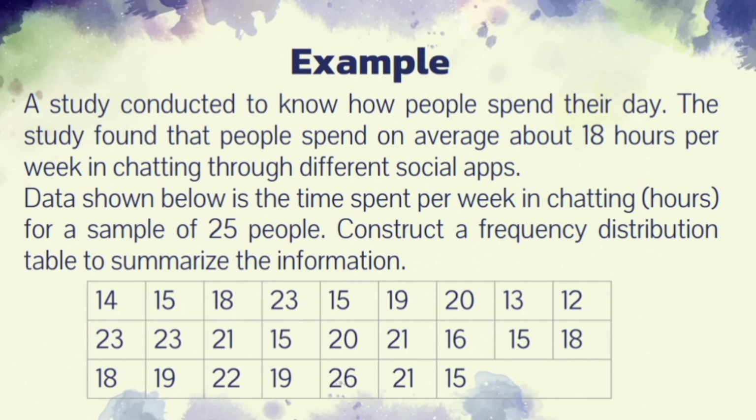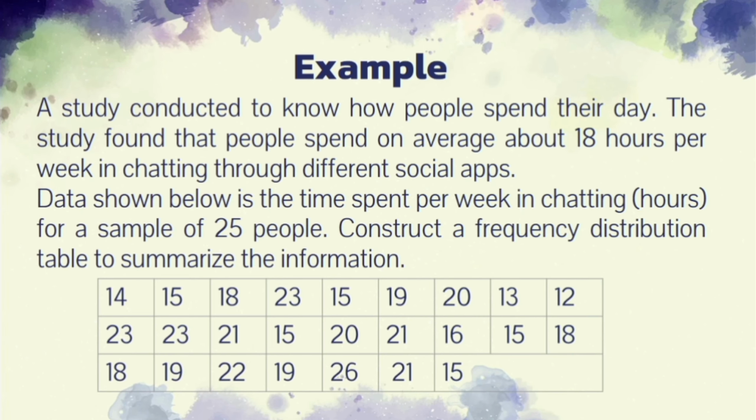Now we move to some practical examples. The first example is about a study conducted to check how people of a city spend their day. The study found that people spend on average 18 hours per week chatting through different social apps. A sample of 25 people is given below, and we summarize the data by making a frequency distribution table.